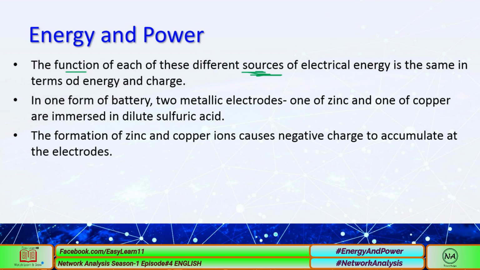In the previous episode we discussed the conversion of different forms of energy into electrical energy. These sources are electrochemical, mechanical, MHD and photovoltaic. The function of each of these different sources of electrical energy is the same in terms of the relationship of energy and charge.